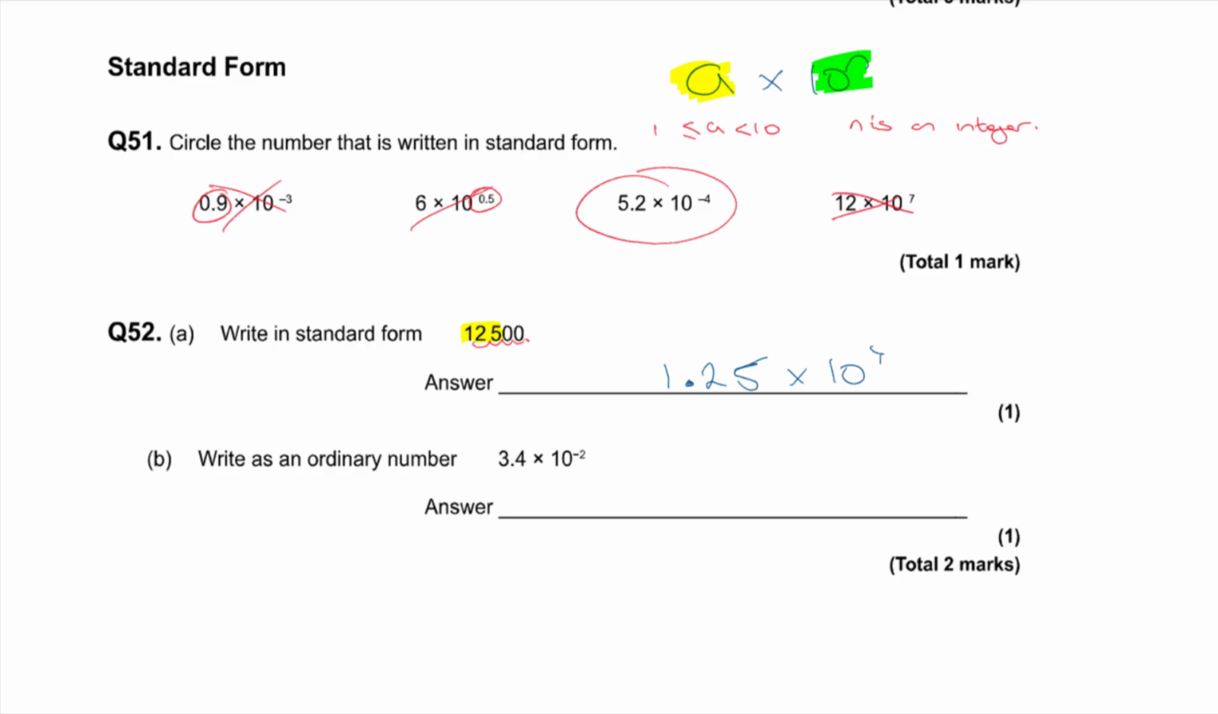Write down as an ordinary number 3.4 times 10 to the minus 2. Now this is a very small number, isn't it? The exponent is minus 2 here. When it's a negative exponent like that, I know there are going to be 2 zeros in my number. So 0.0 is my 2 zeros, 1, 2 zeros, and then I just write the mantissa part down.